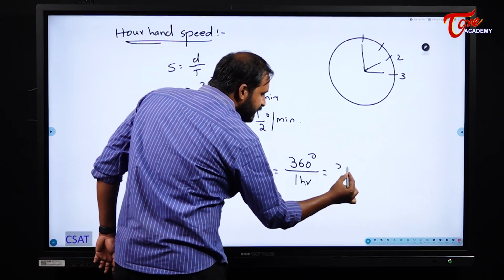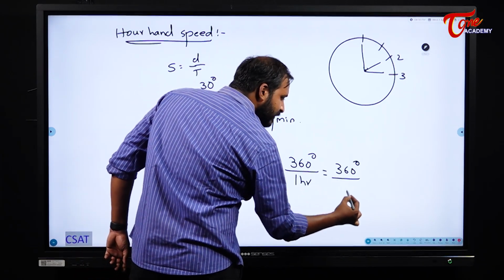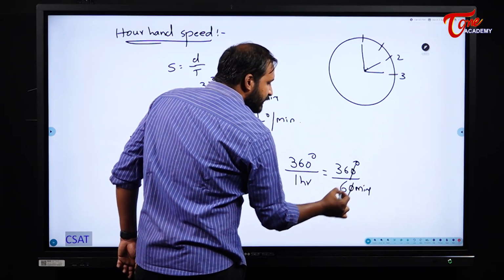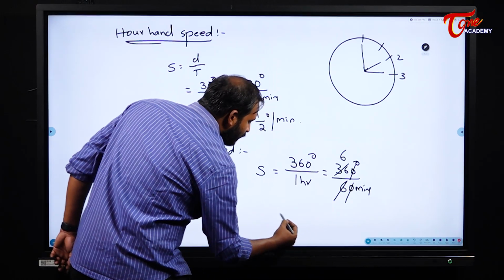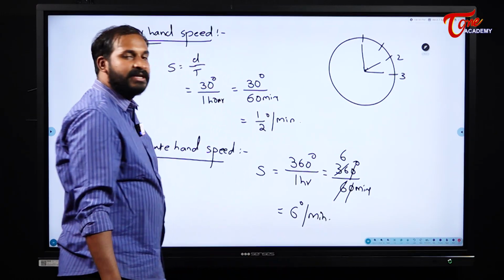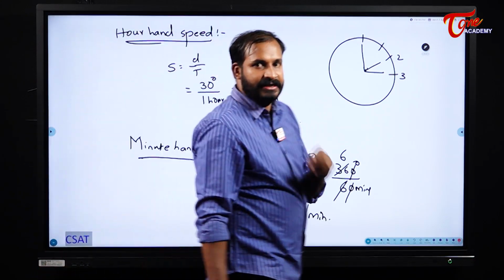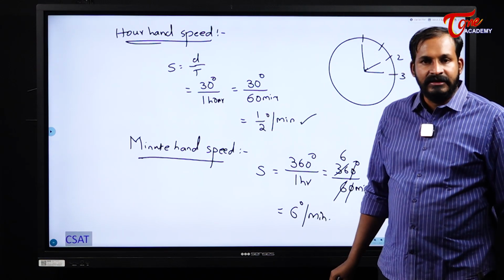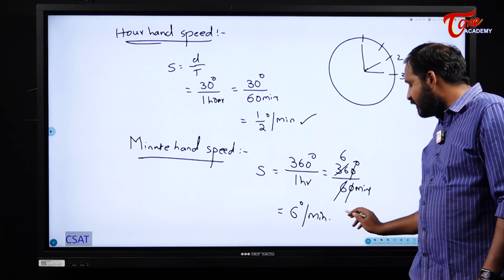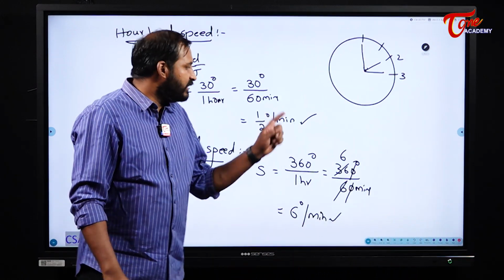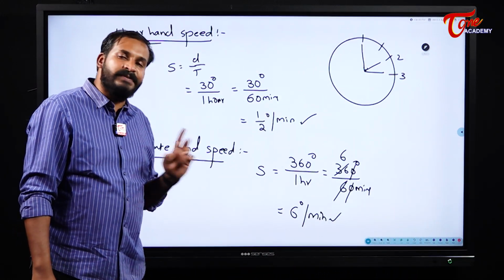So 360 degrees by 60 minutes. So what will you get here? 0 by 0, 6, 6. So it will cover what distance? 6 degrees per minute. That means the speed of my minute hand is 6 degrees per minute. When it comes to my hour hand, it will cover half degree for every 1 minute. Understood? So in this manner, we find the hour hand speed and minute hand speed.